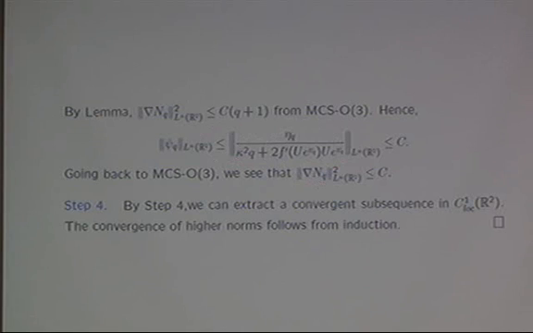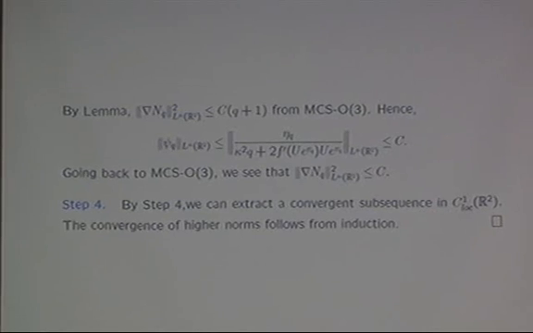Let me skip it. So by step 3, we can extract a convergent subsequence in C1 loc of R2, and the limit function satisfies the Chern-Simons equations, and the convergence of higher norms follows from induction. So let me stop here.